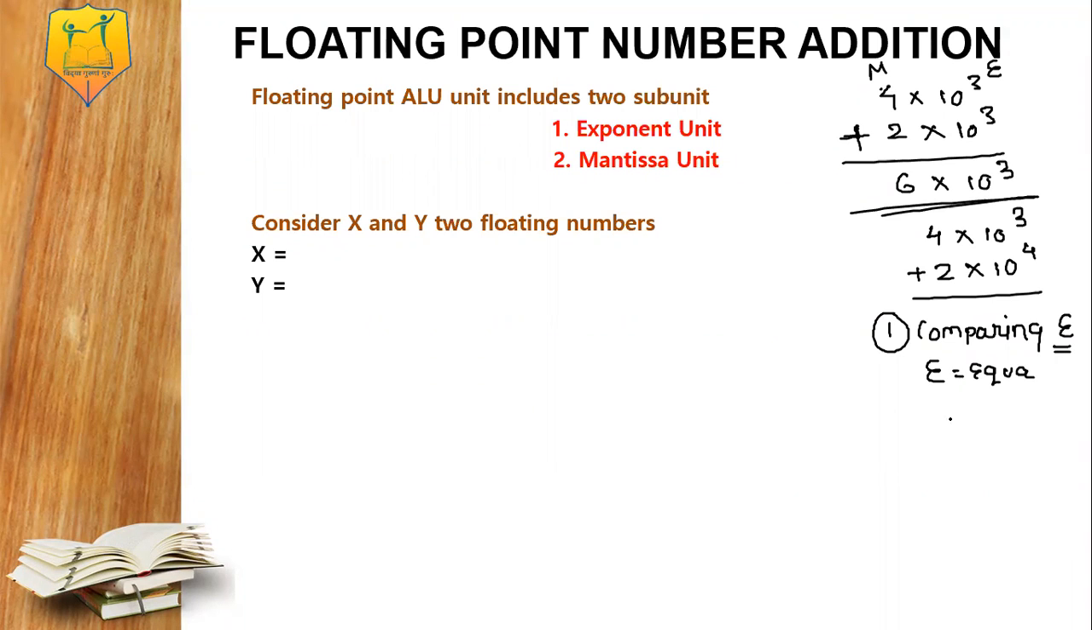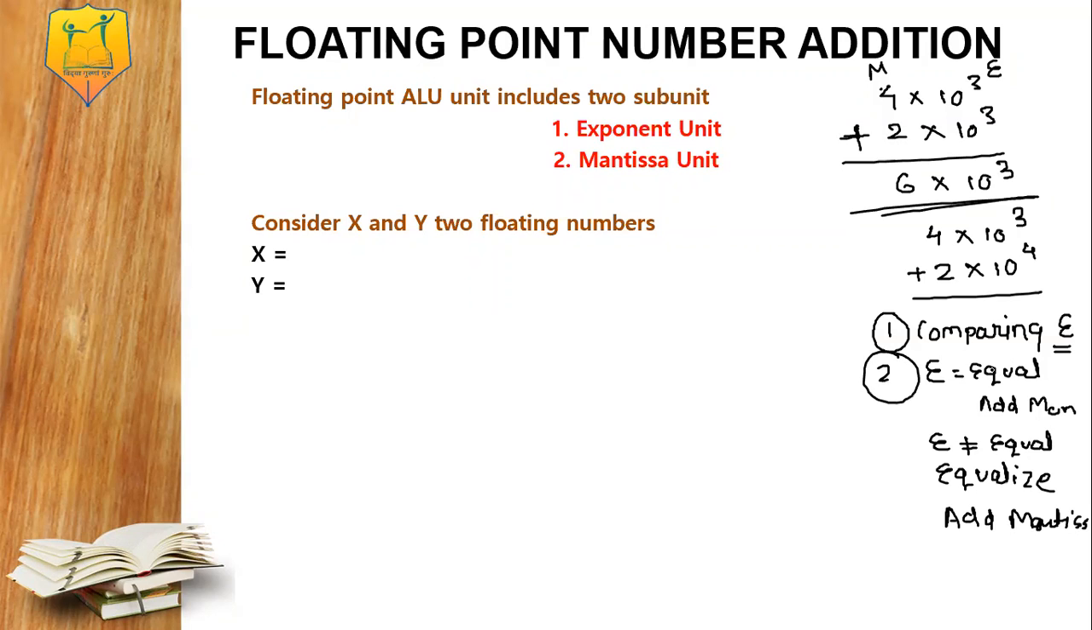If the exponents are equal, then simply we are going to add mantissas, okay? But if exponents are not equal, then we have to equalize them. First we have to equalize them, then we have to add our mantissas. समझ में आया अभी algorithm? एक roughly algorithm समझा अभी आपको, okay?